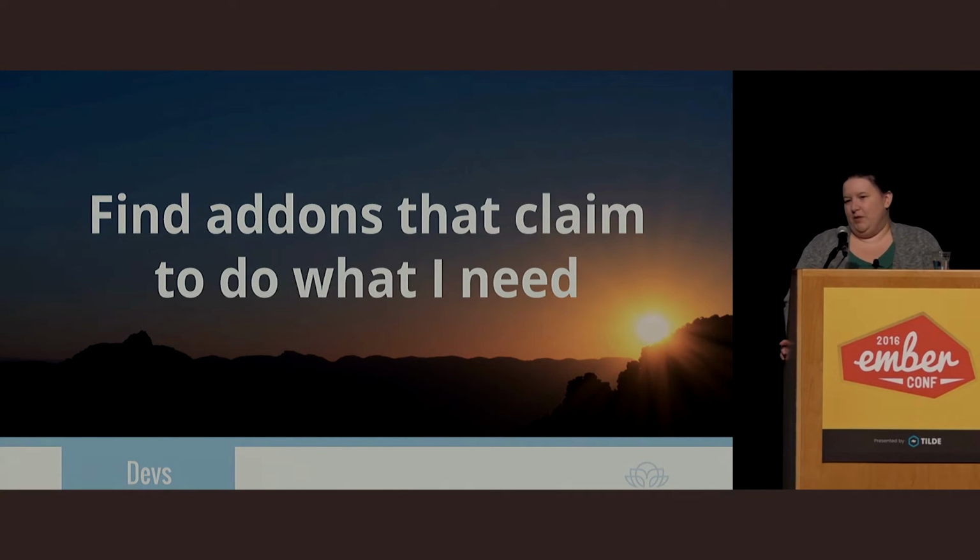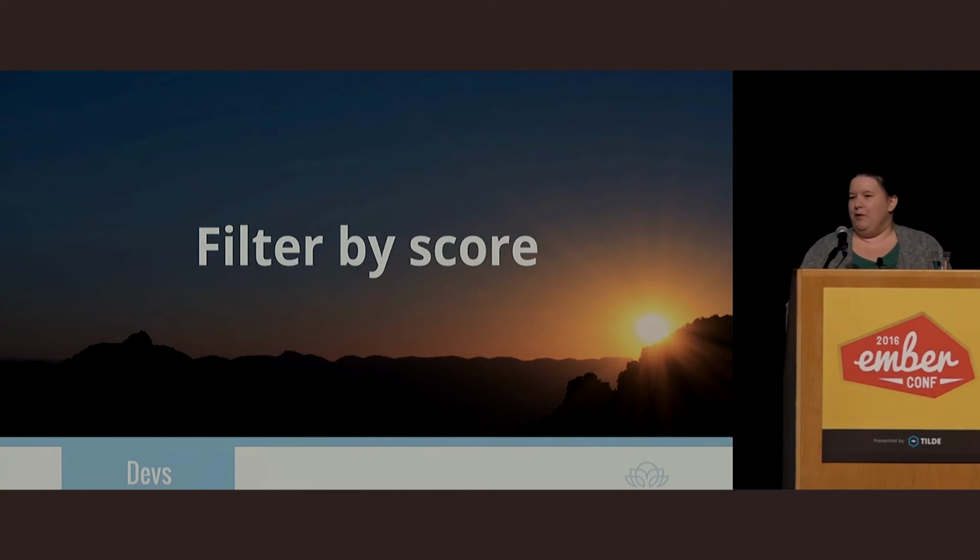So first thing I do is find add-ons that claim to do what I need. I look at demos. I look for what I'm particularly looking for. So say I was looking for a modal dialog that would be sort of in place on the page. I would look at that category in Ember Observer for modals. I would look at all the demos and compare them and see how they feel. I would look at the documentation. Then I filter by score.